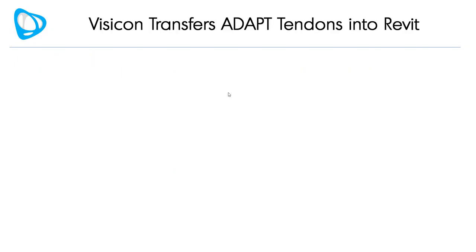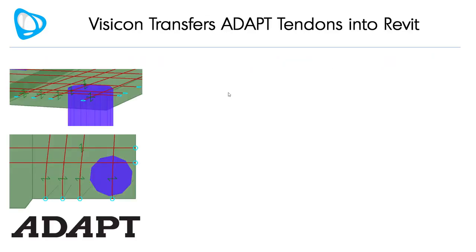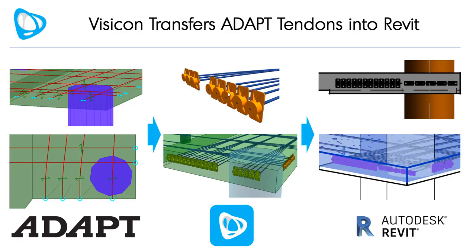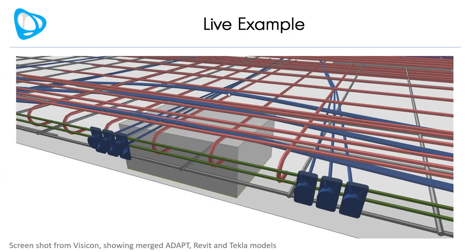We'll show how Visicon transfers Adapt tendon information to Revit. We start with any Adapt Builder design file, review the tendons in Visicon and make any necessary adjustments, and then import them into Revit using the Visicon plugin. Let's switch to a live example.